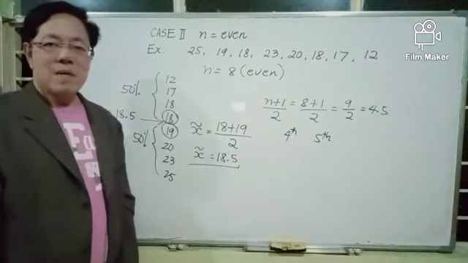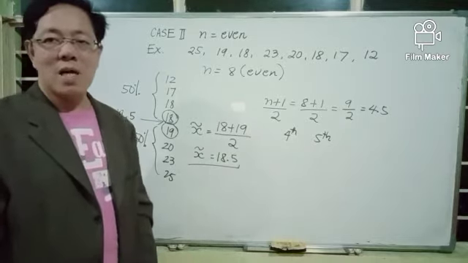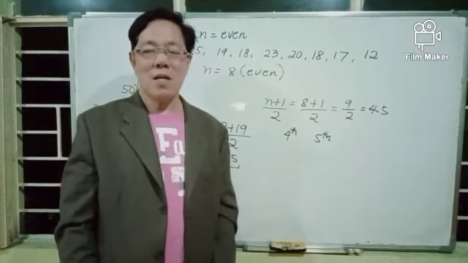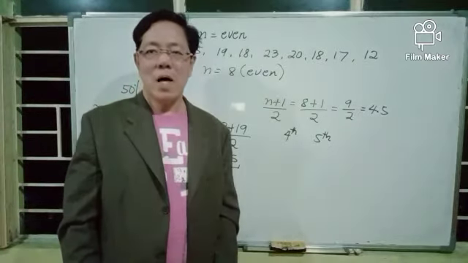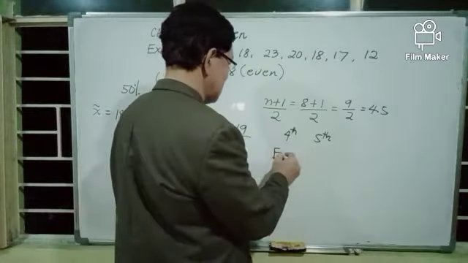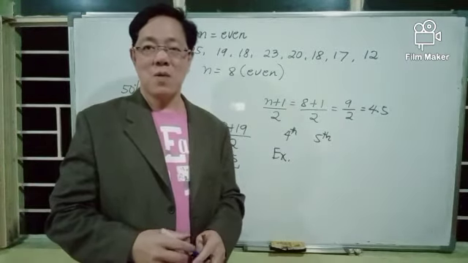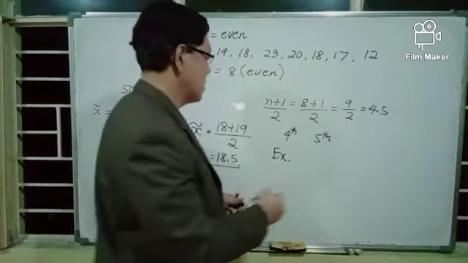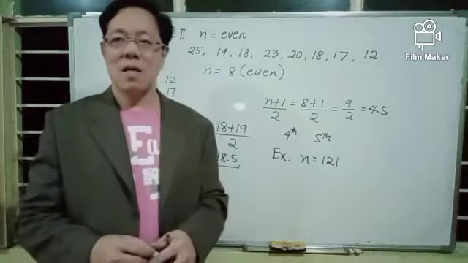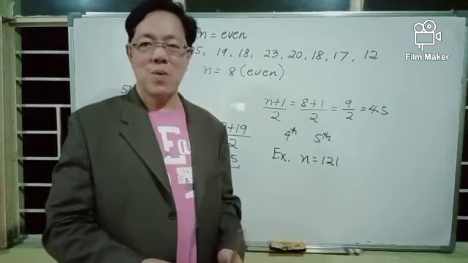Now, for these two examples, for cases 1 and 2, we have only a small sample size. What if you have a large sample size, say 121? Example, you have 121 values or observations and you want to find the median of this set of 121 values or observations.